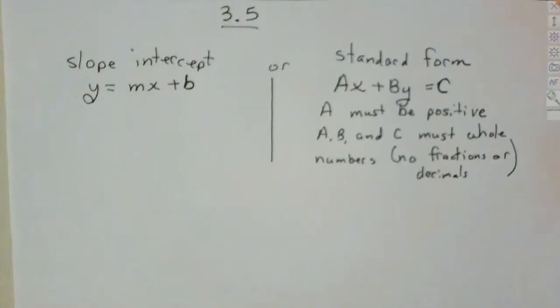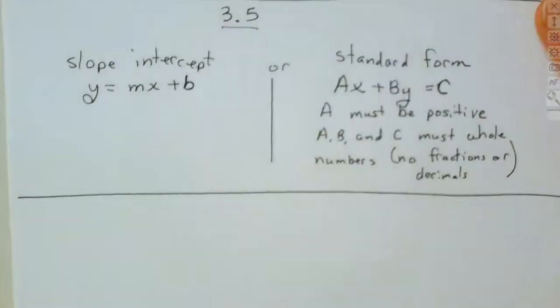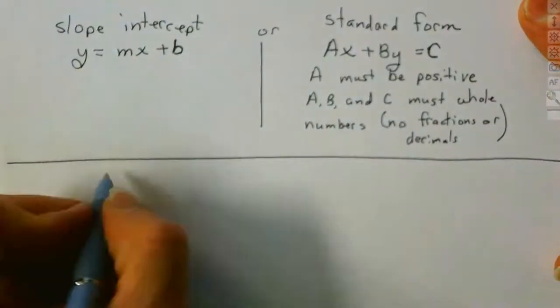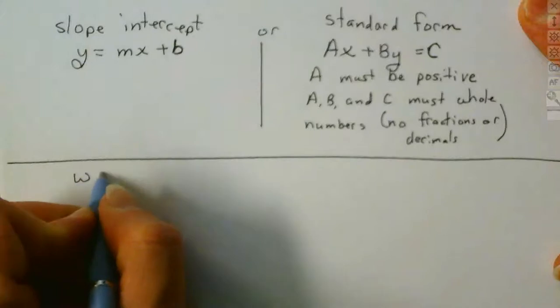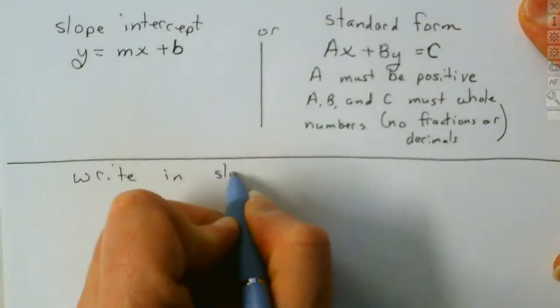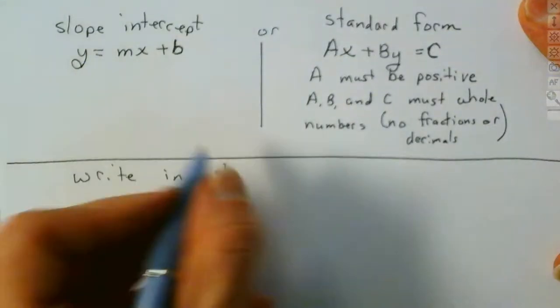So now we're going to work with a couple of these. We're going to convert them or rewrite them. So let's do one where we just write it in slope-intercept form, just so we remember how these work.